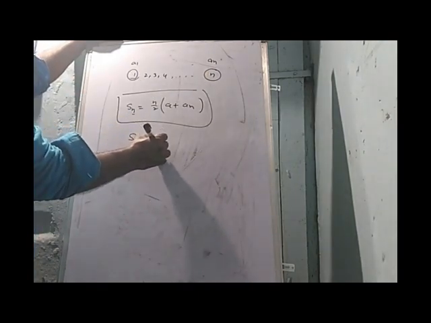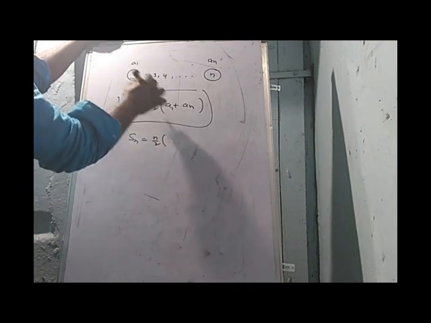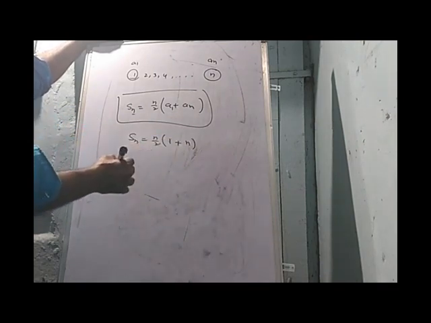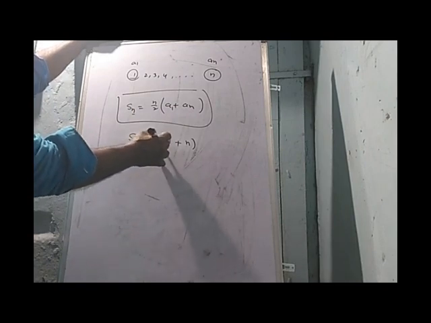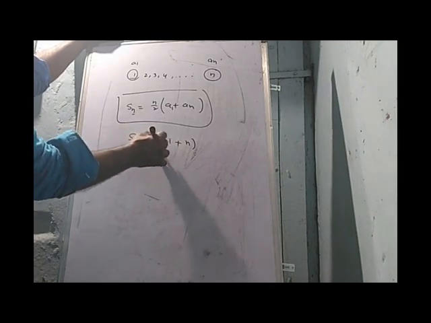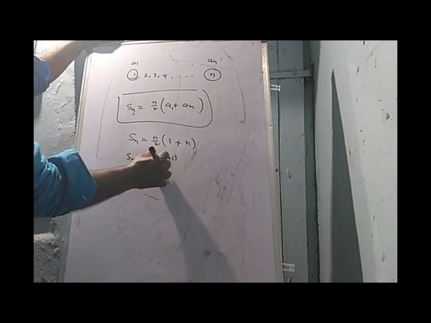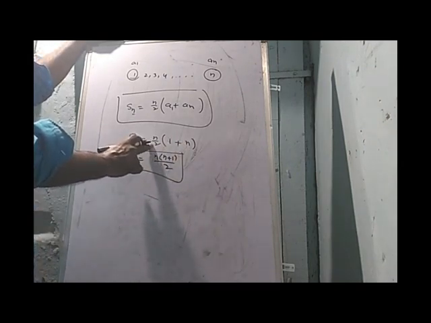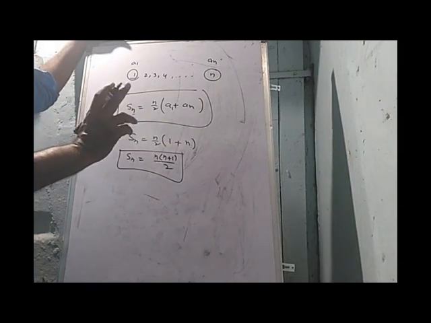Sn equals n by 2 of (a1 plus an). a1 is the first term, 1, plus the last term is n, and we can add it here. n by 2 of (1 plus n), totally what? Here n into (n plus 1) by 2. This is the answer. The denominator is the same. Here we should write n first, (n plus 1) into n by 2. That's it.